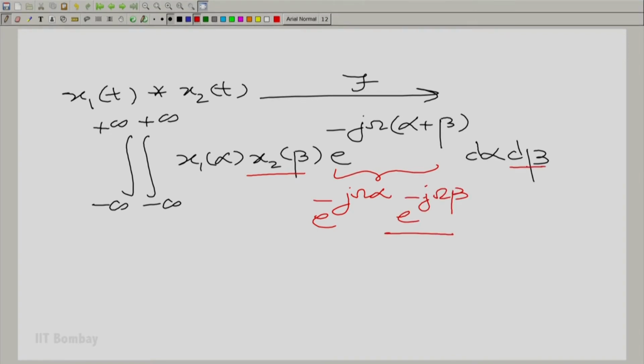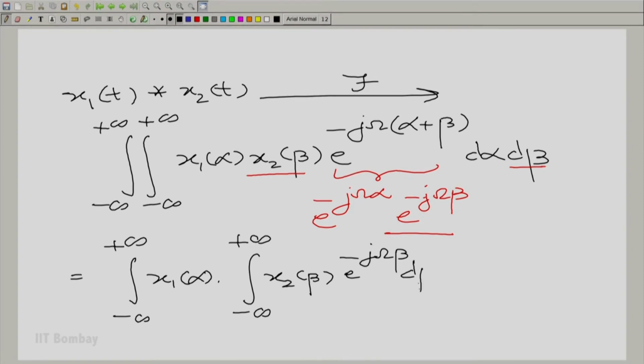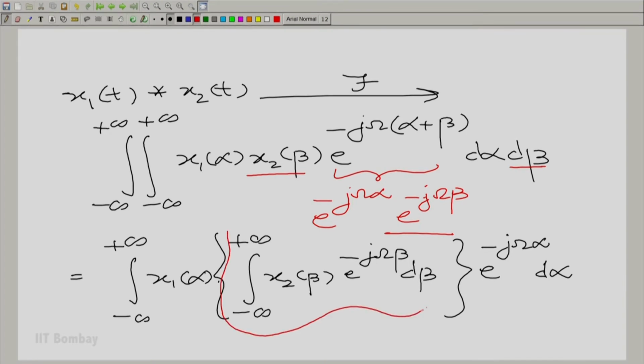These are essentially the terms contributing to the beta integral. So let us aggregate them. We keep the alpha integral outside, beta integral inside, encapsulate this, and there we are. Now this quantity here is very familiar. What is it? You will notice that essentially it is the Fourier transform of x2. We have agreed that the Fourier transform of x1 and Fourier transform of x2 converge.